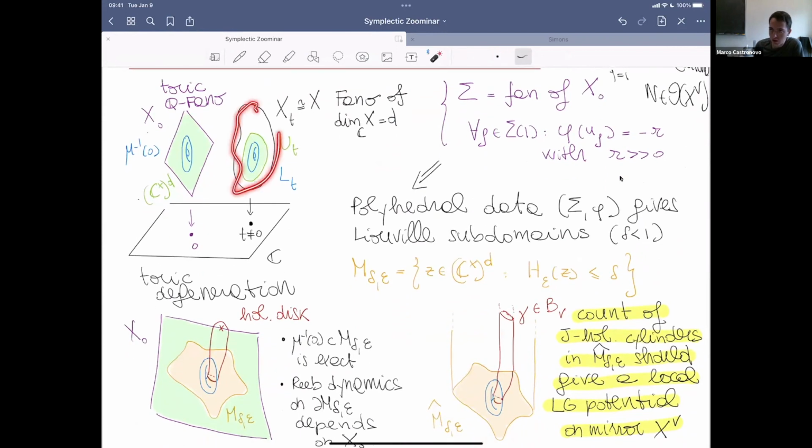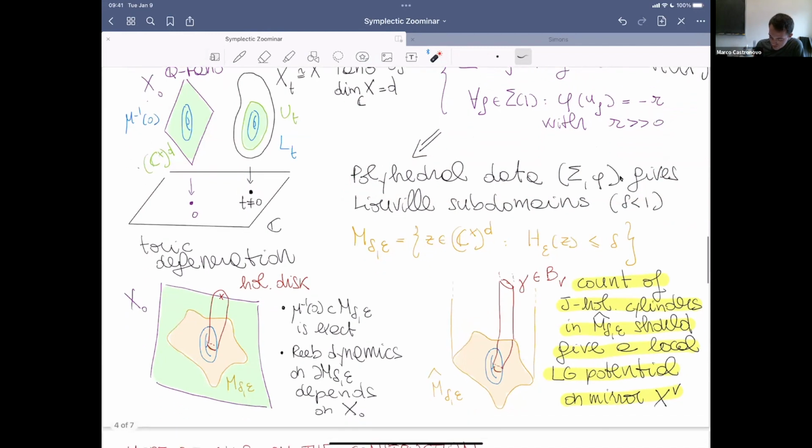So imagine your Fano degenerates in an algebraic family to a singular toric variety. And there are ways in algebraic geometry to construct these degenerations. So for example, a toric Q Fano. Then you can pick sigma to be the fan of this singular toric variety, and to pick your PL function to be along each ray equal to -r for r large enough. So this qualifies as polyhedral data in the sense I described above.